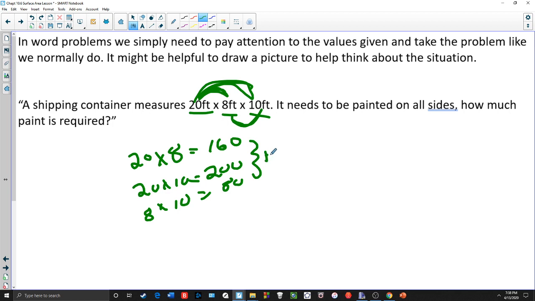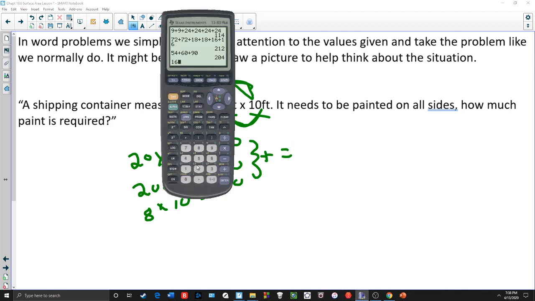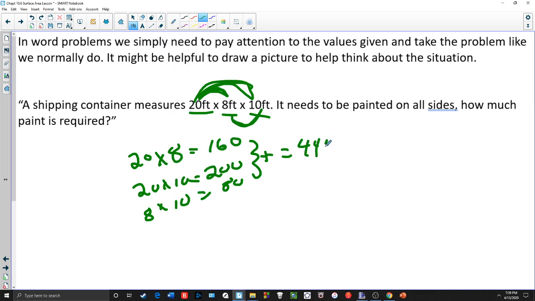Then you're going to add them together. So 160 plus 200 plus 80, and you get 440. And then, as we said before, you're going to double it, and you get 880. That'd be feet squared. So 880 square feet of paint is required to paint this shipping container.